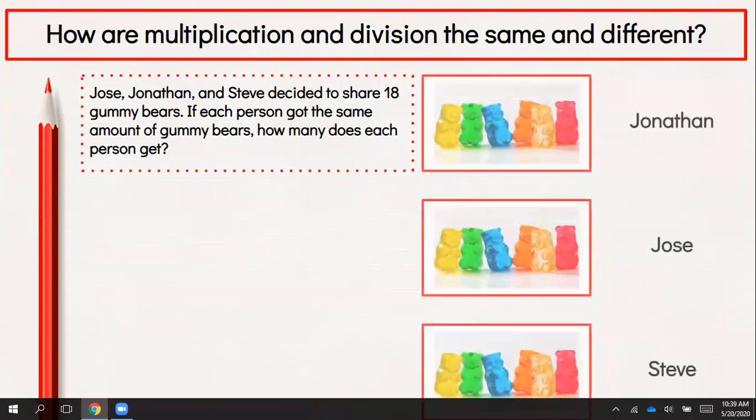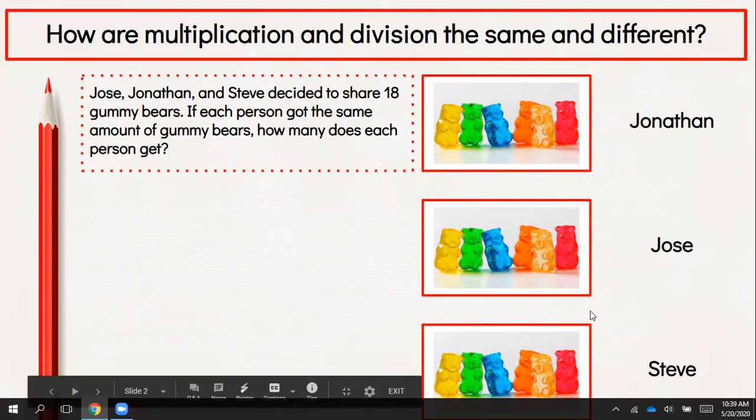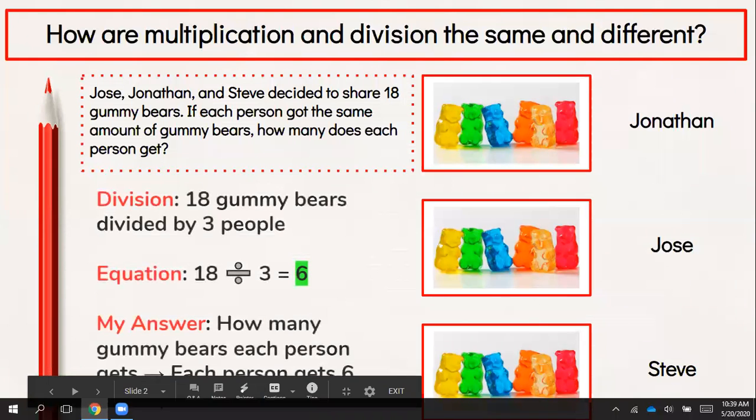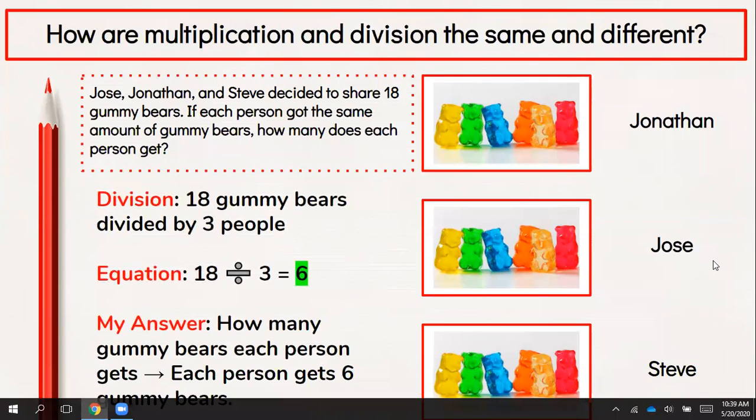So as I'm doing my work, I can see that there are going to be 6 gummy bears for each person. I drew my 3 groups and then I counted to 18 and went through. So I can see that Jonathan got 6, Jose got 6, and Steve got 6. So I know that 18 divided by 3 equals 6. My answer is how many gummy bears each person gets, and it is each person gets 6 gummy bears.